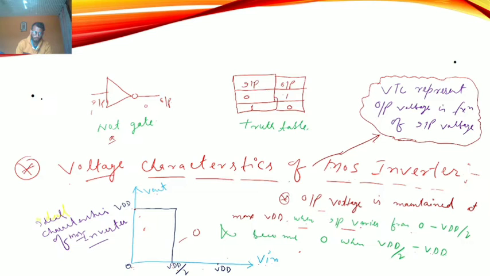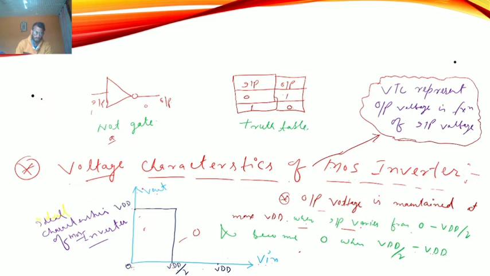So the second part of this MOS inverter is the VTC characteristics of MOS inverter, meaning voltage transfer characteristics. VTC represents the output voltage as a function of input voltage. So these are the ideal characteristics of the NOT gate. As shown in the figure below, here these are the y-axis and these are the x-axis.